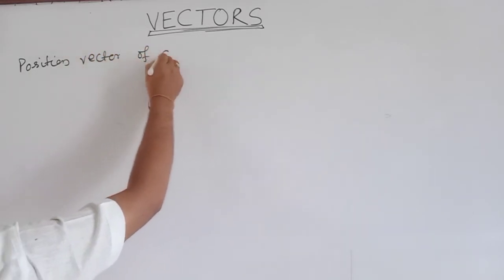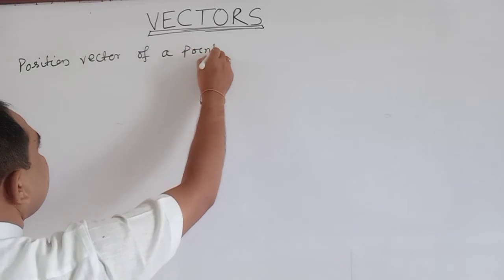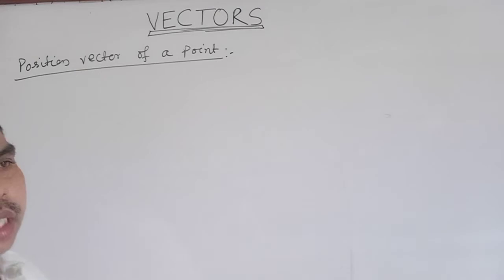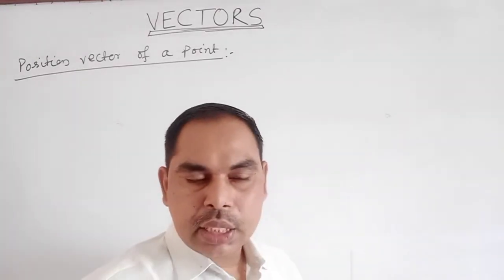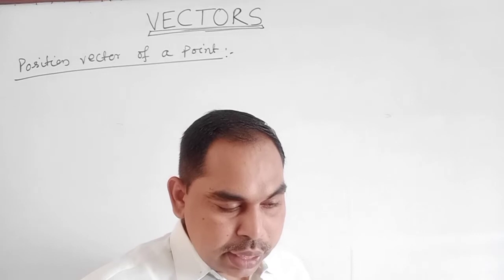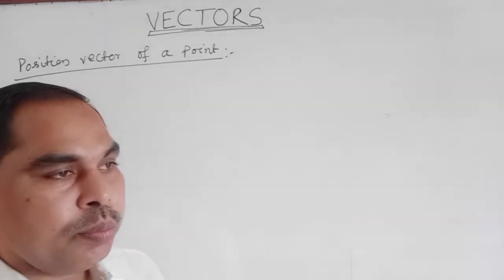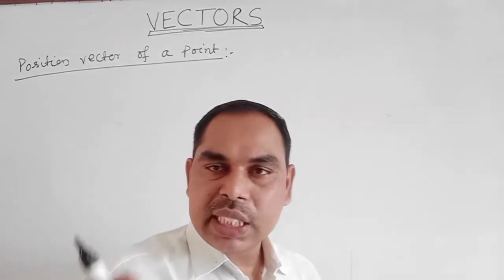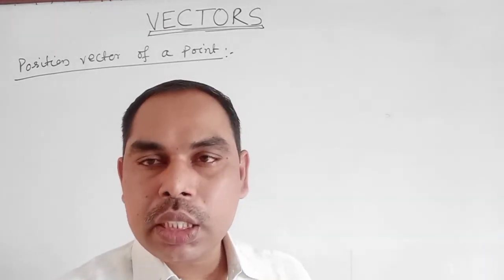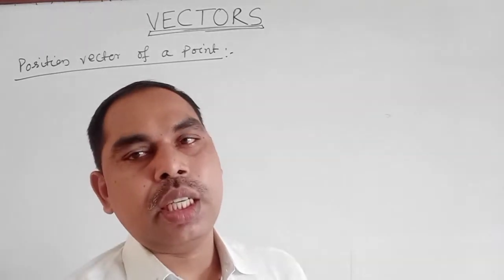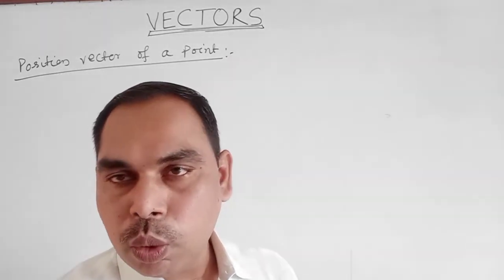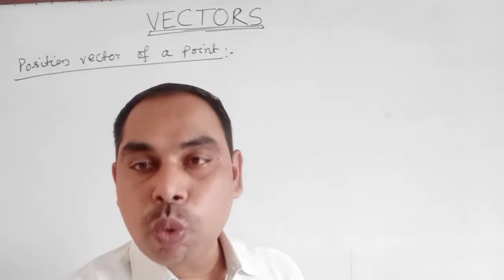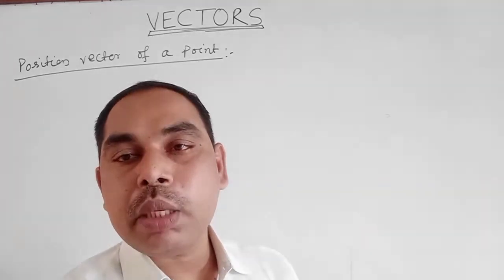Position vector of a point. In plane or space, if O is a fixed point, also called the origin, then the position vector of the point P with respect to the origin O is called the OP vector.